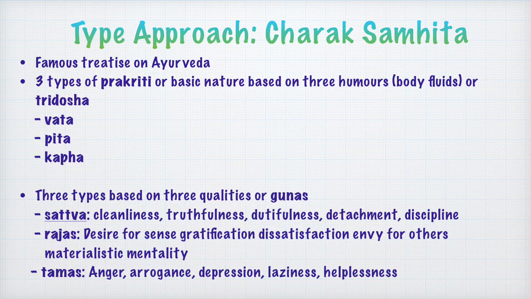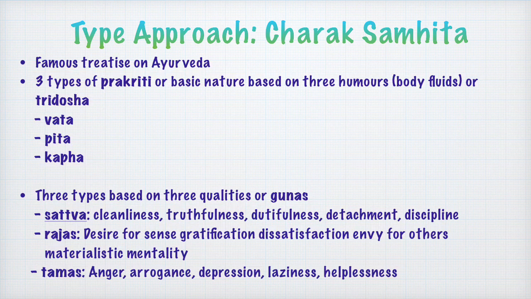Again, all three gunas are present in each one of us in different proportions. The one in whose body the sattva guna, or the sattvic qualities, are dominant, is more particular about cleanliness, truthfulness, dutifulness, detachment and discipline. These are personalities which are very pure in nature. They're very honest, they are very truthful, they are very conscious of what they do, so they are very dutiful. This is all very pure and pious kind of qualities which we have within us.